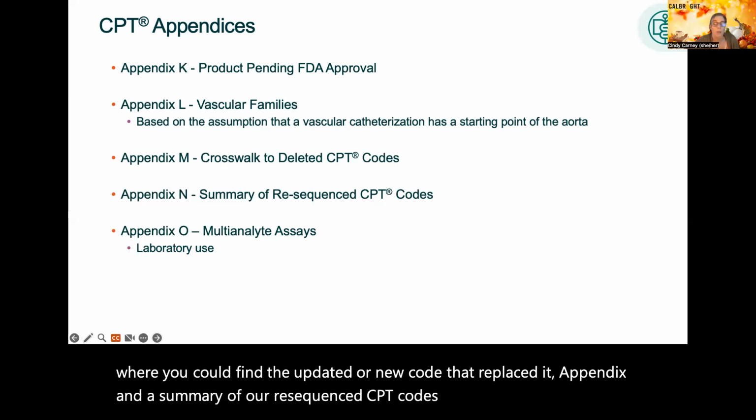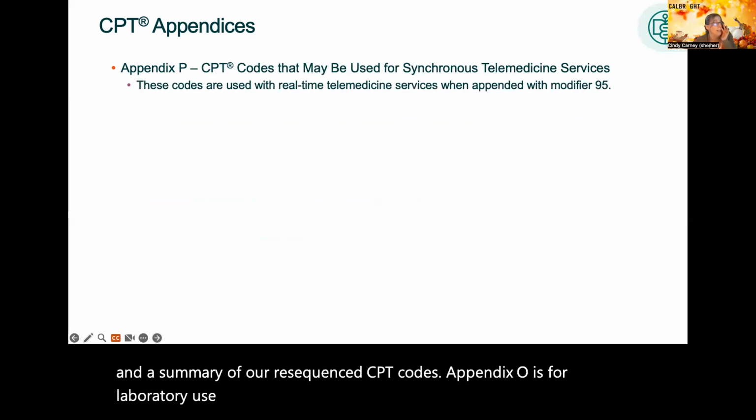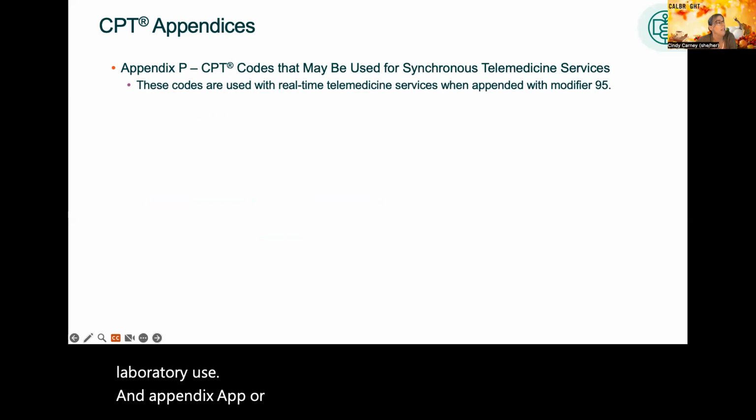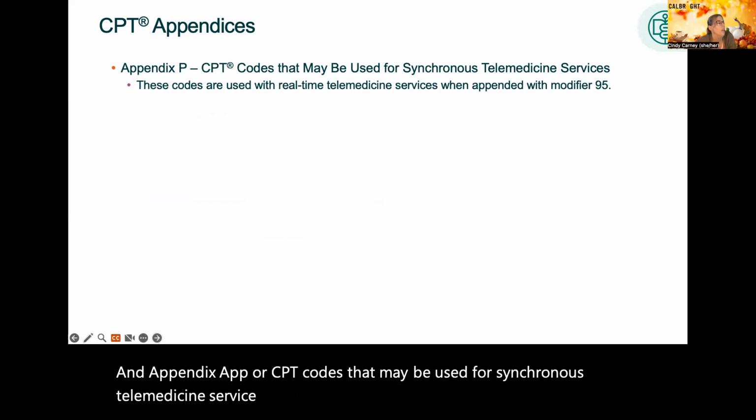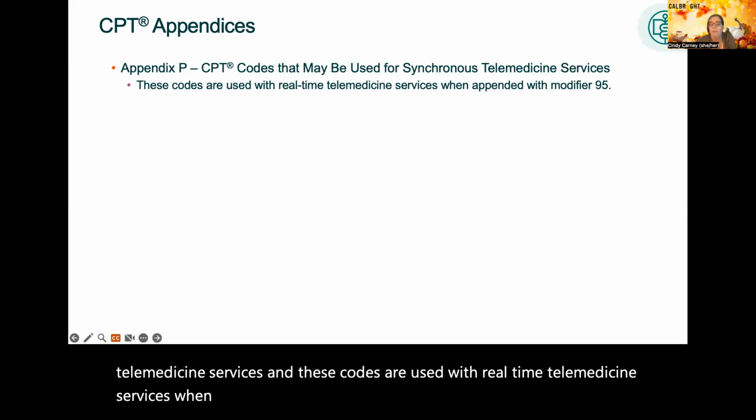Appendix O is for laboratory use. And Appendix P are CPT codes that may be used for synchronous telemedicine services. And these codes are used with real-time telemedicine services when appended with modifier 95.